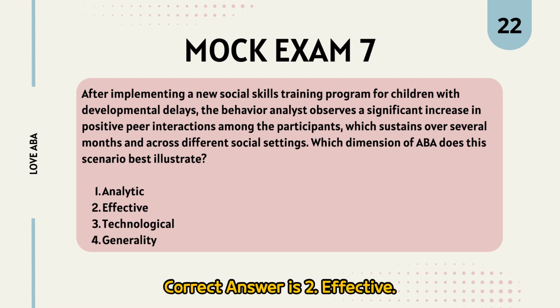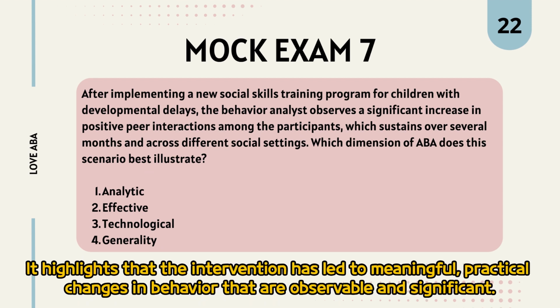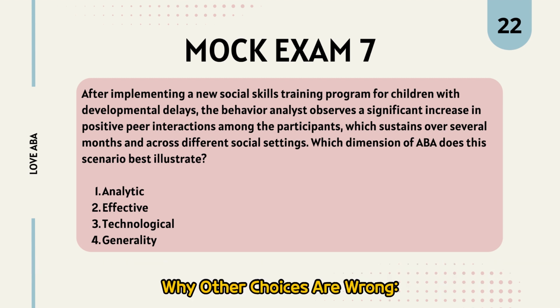Correct answer is 2. Effective. The significant and sustained improvement in social behaviors among the children demonstrates the effective dimension. It highlights that the intervention has led to meaningful, practical changes in behavior that are observable and significant. Why other choices are wrong.